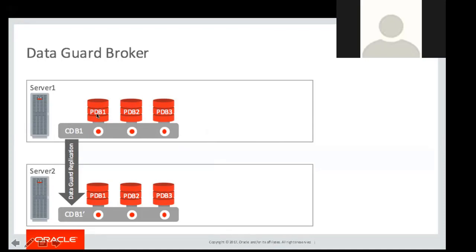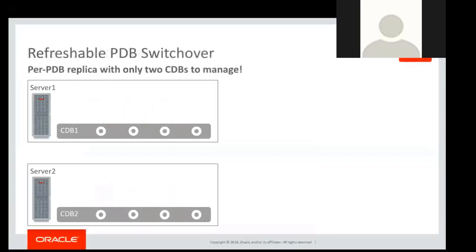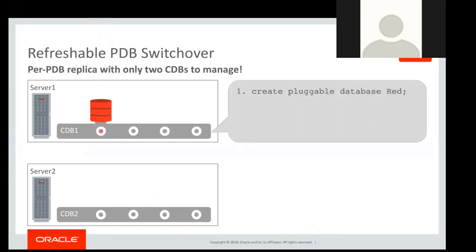DataGuard is used for CDB level data protection, which means when a problem happens in even just one PDB, in this case PDB1, you have to reverse the whole CDB, but your PDB2 and PDB3 are healthy. Maybe you just want to deal with PDB1. DataGuard cannot give you PDB level granularity or this level of data protection. So here we have a new feature, refreshable PDB switchover, that provides more capability and flexibility in a PDB environment.